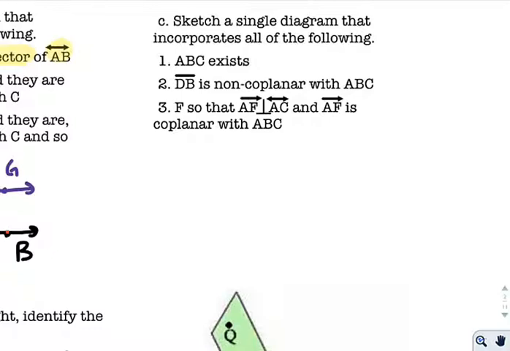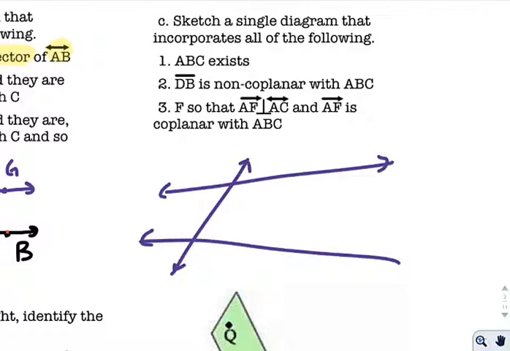So sketch a single diagram that incorporates all the following. Number one, ABC exists, which means we just have this plane. So I'm just going to draw a nice big plane here. I'm not going to pay too much careful attention to how it's shaped, because remember, we're just noting a flat surface. Now we do have ABC, so I'm going to go ahead and mark ABC on my plane.